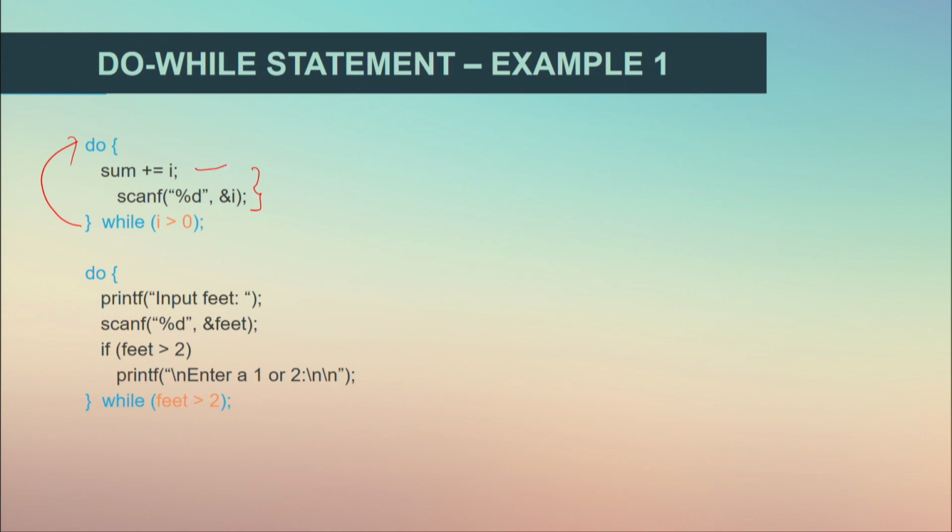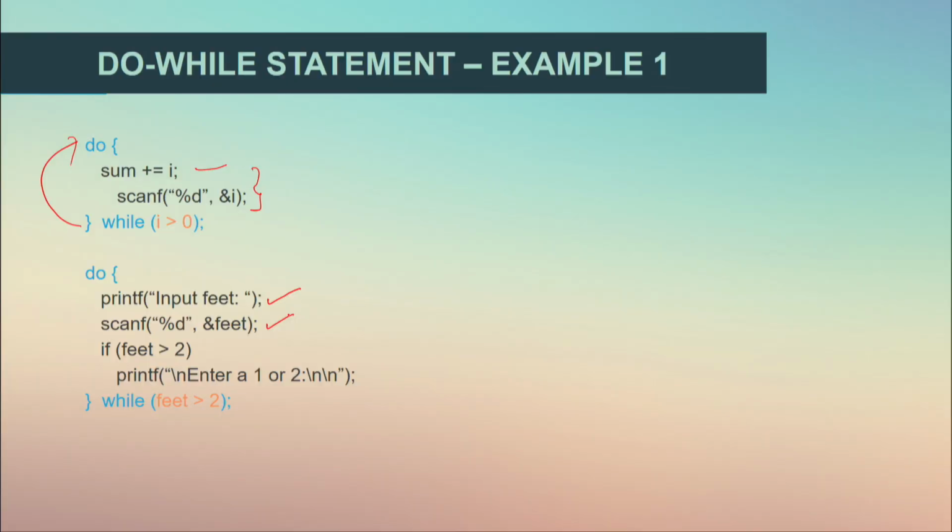The second case is that we are having a do while loop statement for displaying the feet value. We are reading the feet value using the printf statement, and we are reading the value of it using the scanf statement. Then we are checking if the feet value is greater than 2, we are asking the user to enter either a 1 or 2, and this loop will be continued while the feet value is greater than 2.